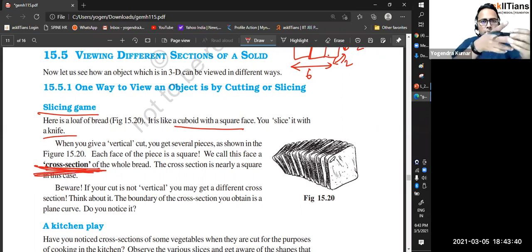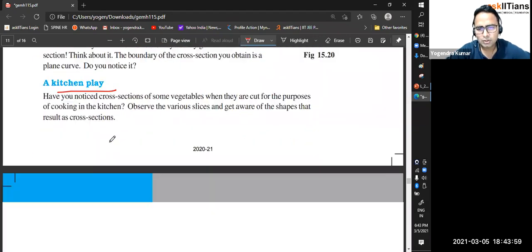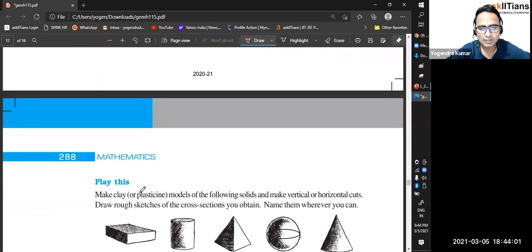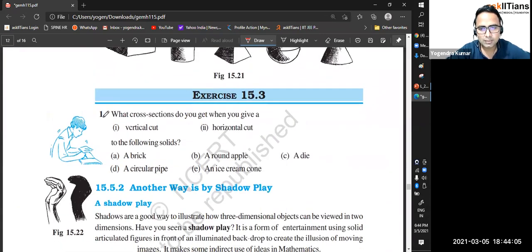Suppose this pen is there, I cut it, and then look at the view after cutting it. That is what cross section view is. I hope you're getting it clearly. This is very simple to understand. So you can do all these plays, and you can observe all these. These are the different ways of doing it. Okay, now let's see this exercise.